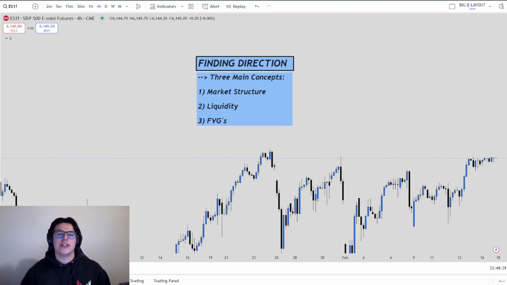Today, we're going to be discussing how to find direction in the markets, and we're going to be simplifying it through three easy concepts.